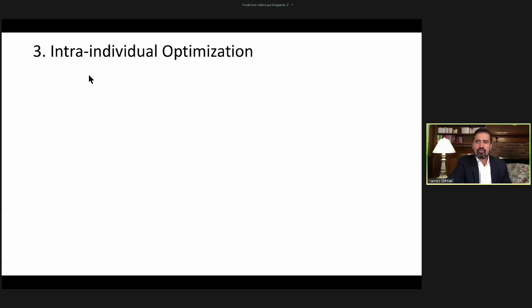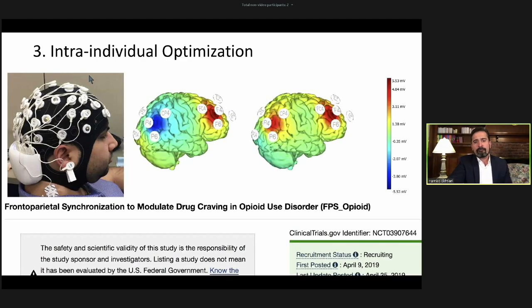The third issue is also really important: how we can optimize the stimulation protocols for each individual subject. That's another challenge in the field. We are running a trial right now on what we call frontoparietal synchronization. We try to increase the connectivity within the executive control network by using synchronized alternating current stimulation between nodes inside that specific network in the frontal and parietal areas.